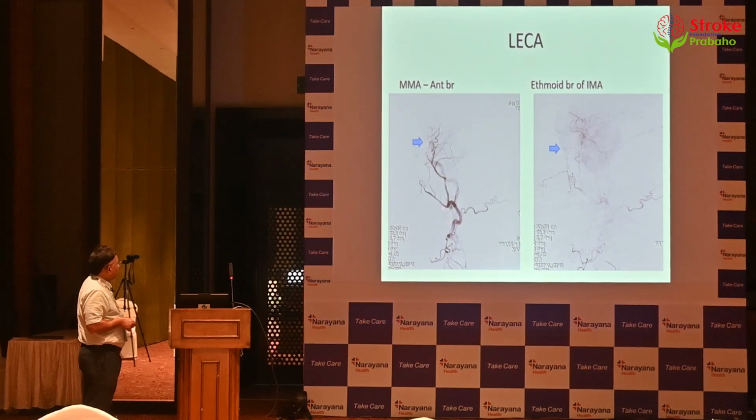This is the left external carotid injection. So this is the middle meningeal artery, and we can see the frontal branch, anterior branch is supplying the tumor. There is the internal maxillary artery which is also supplying, giving this vascular blush.